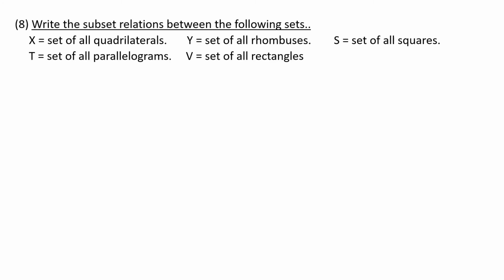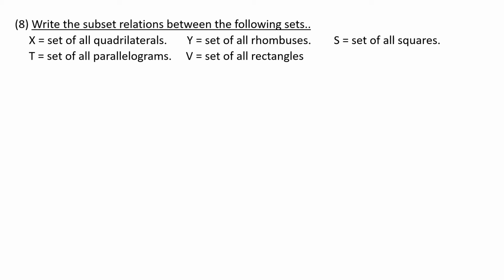Eighth one. Write the subset relation between the following sets. Now I have to write the relation between subsets. X is equal to the set of all quadrilaterals. Y is equal to the set of all rhombuses. S is equal to the set of all squares. T is the set of all parallelograms. And V is the set of all rectangles.